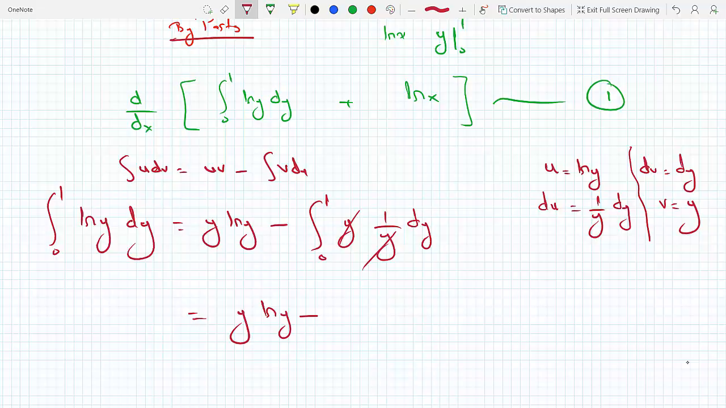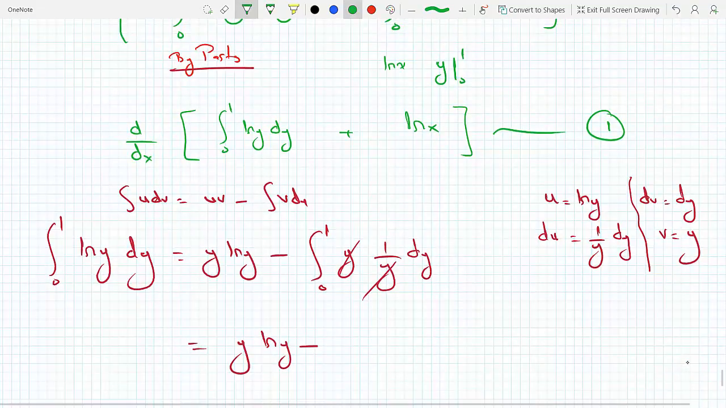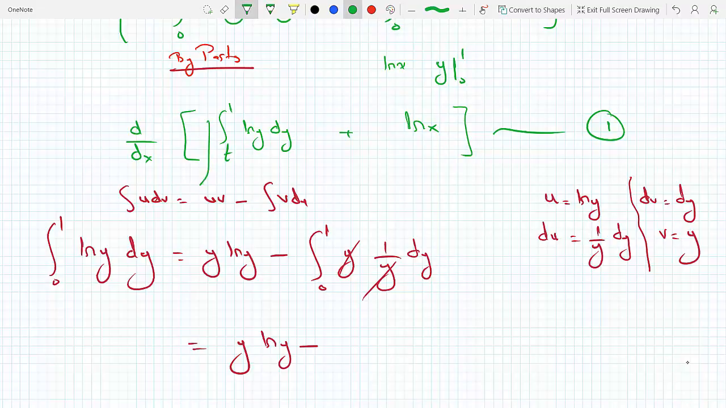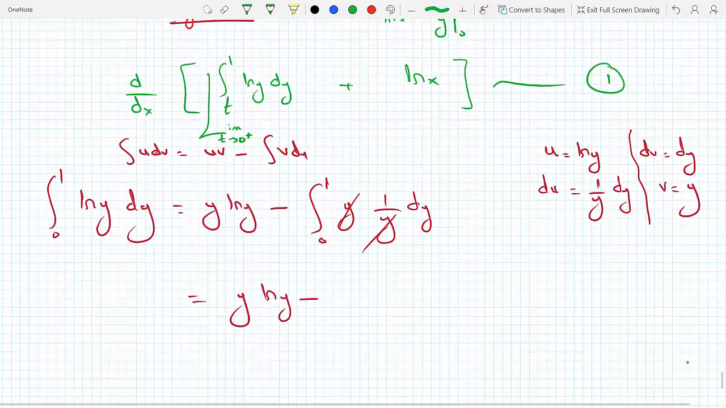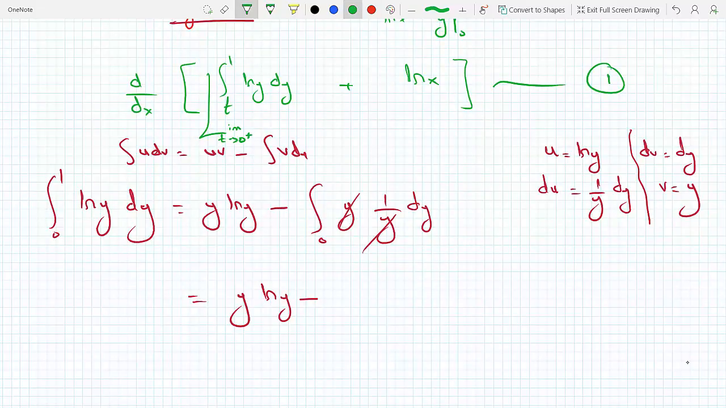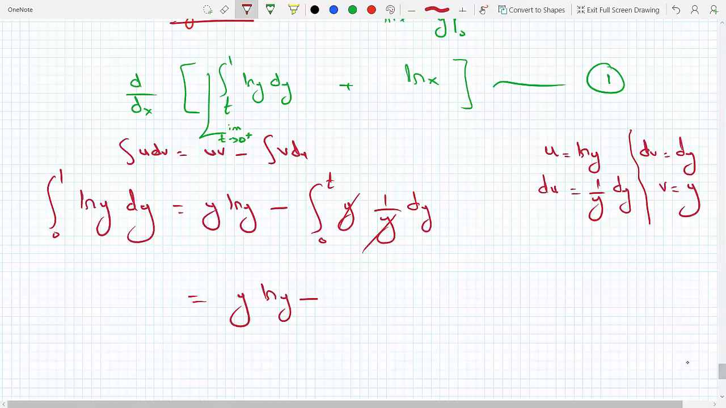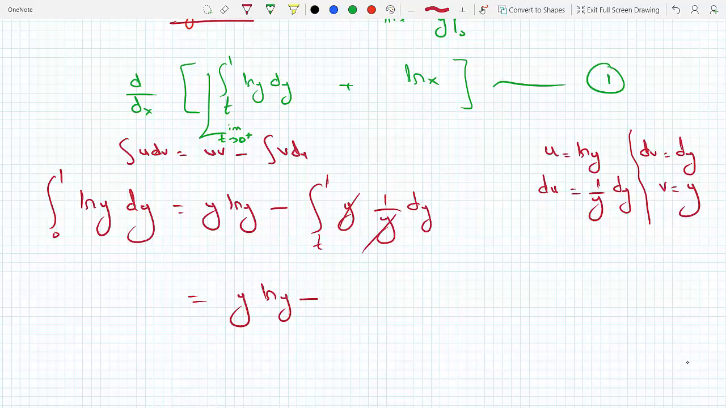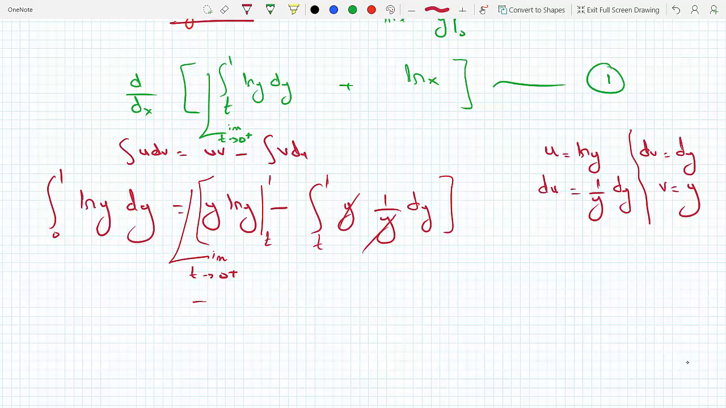Now keep in mind that ln y blows up at 0, so that is undefined, right? So what I could have done here is remove this and put a t, and take the limit as t goes to 0 plus, because the domain of ln is 0 to infinity. As such I could change this likewise to t, sorry, it's the lower bound, t to 1, and when I'm done I will take the limit of this whole thing as t goes to 0 plus.